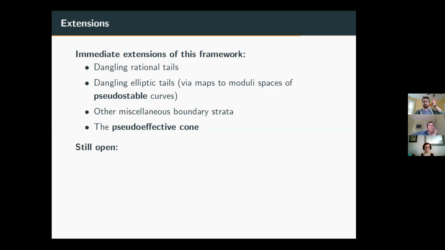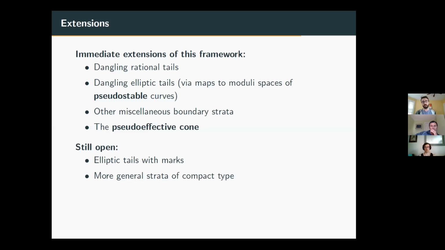Still open in regards to this framework. There's a ton still open, but in regards to this framework, like this idea of how we do this, well, most obviously elliptic tails with marks, because my pseudo-stable curves method needs them to be markless.